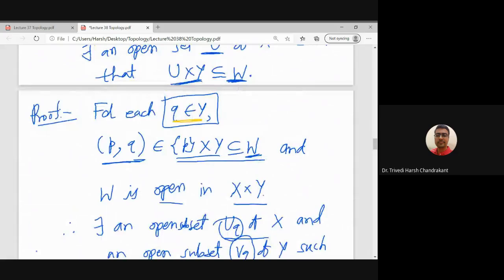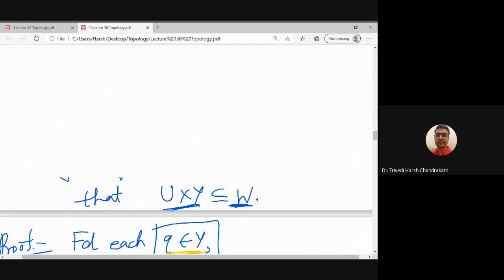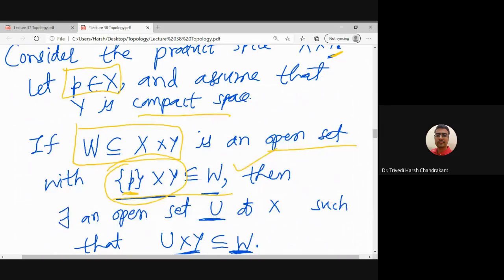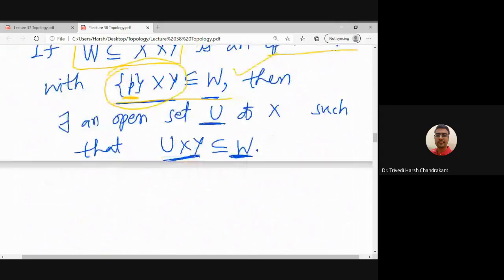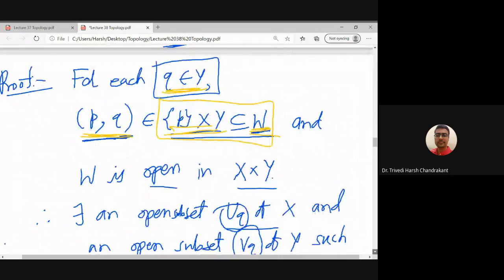So if I fix an element q of Y, then (p, q) is in p cross Y because p belongs to X, and p cross Y is a subset of W, that is given in the hypothesis. So we have an open set which satisfies this property that p cross Y is a subset of W. And (p, q) belongs to this set, so (p, q) belongs to W. And also it is given that W is an open set. So open means open with respect to the product topology.